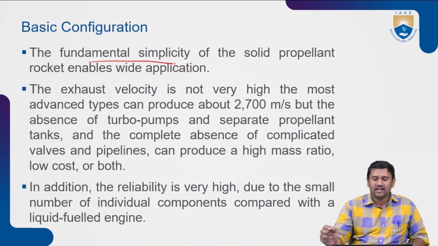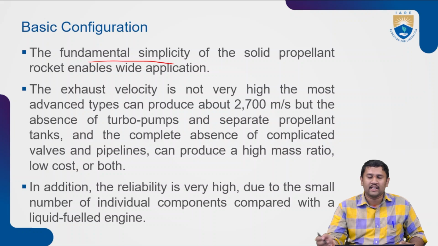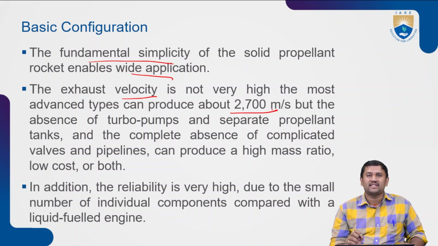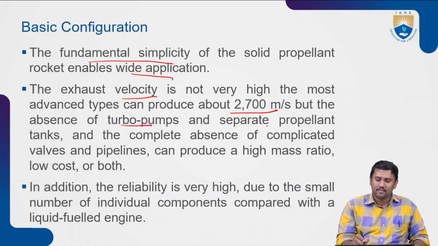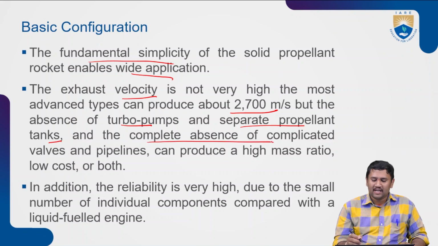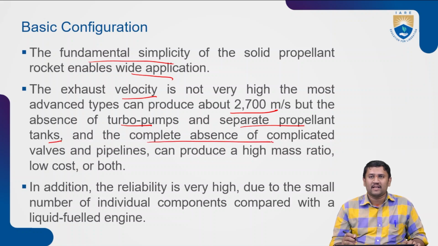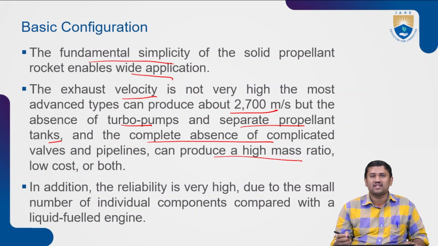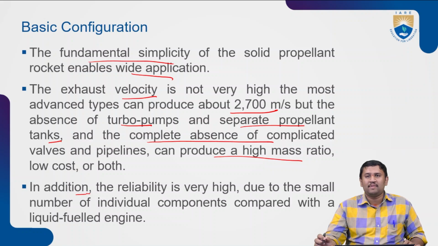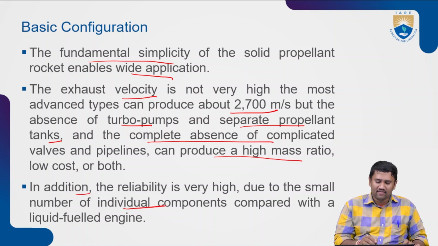Now, the fundamental simplicity of a solid propellant rocket enables a wide application. The exhaust velocity is not very high. The most advanced types produce about 2700 meters per second, but in the absence of turbopumps as well as separate propellant tanks for oxidizer as well as the fuel, and a complete absence of complicated valves as well as pipelines, they can give a high mass ratio or low cost of both. In addition, the reliability is very high, due to a small number of individual components compared with a liquid fueled engine.